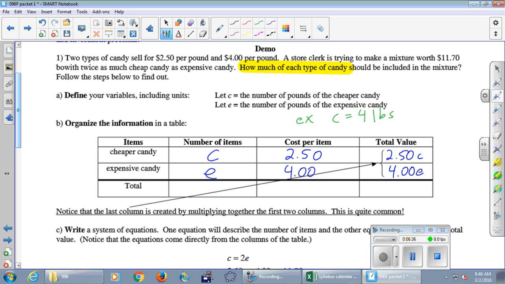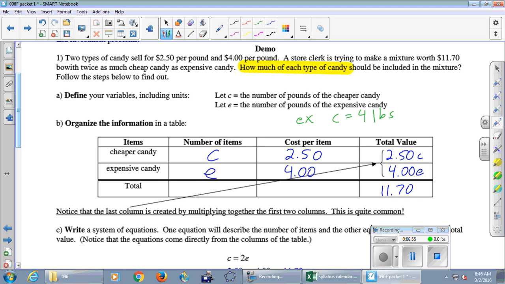All right, and then the total value of the entire mixture in this bottom row, that's given as a number in the problem. What is it? That's 1170. There we go. So our table is filled in. You're going to take your time as you create these tables today. And now we're going to write down 2 equations.